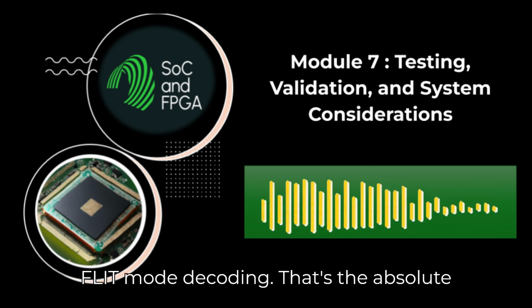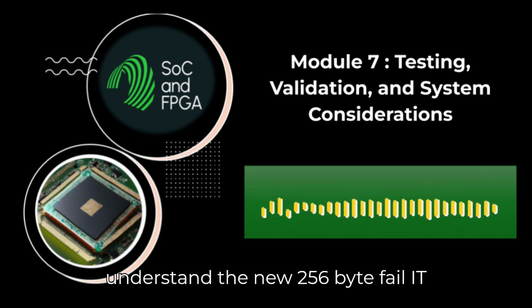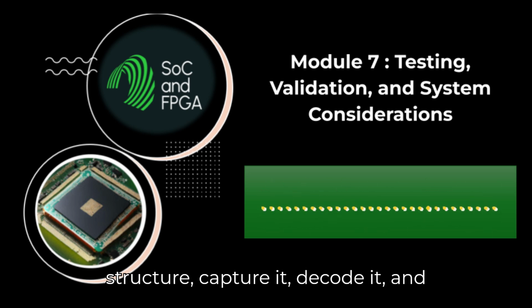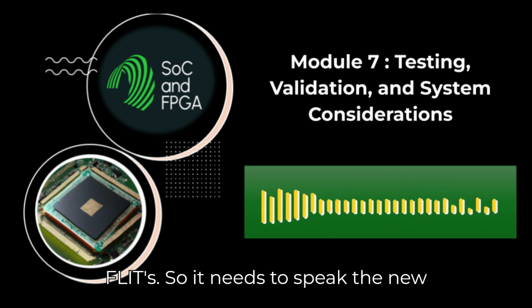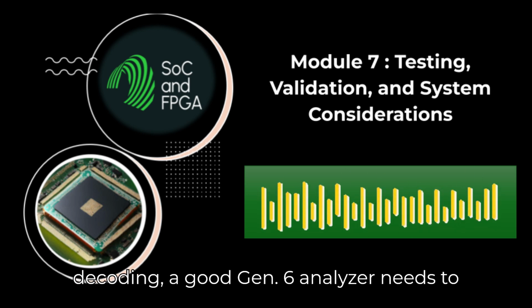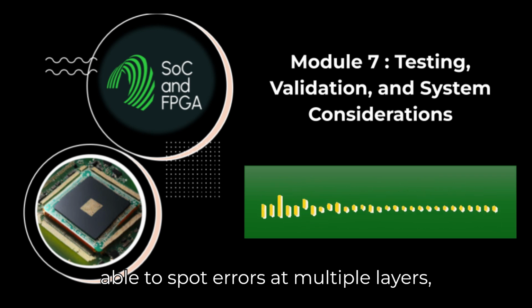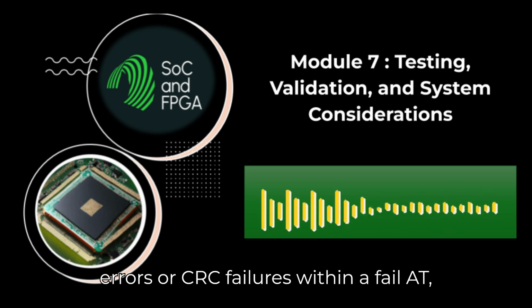FLIT mode decoding. That's the absolute baseline. The analyzer software has to understand the new 256-byte FLIT structure, capture it, decode it, and display it intelligently, showing you the TLPs and DLLPs hidden inside those FLITs. So it needs to speak the new language of FLITs. And beyond just decoding, a good Gen 6 analyzer needs to be smarter about errors. It should be able to spot errors at multiple layers, physical layer, things like FEC symbol errors or CRC failures within a FLIT.